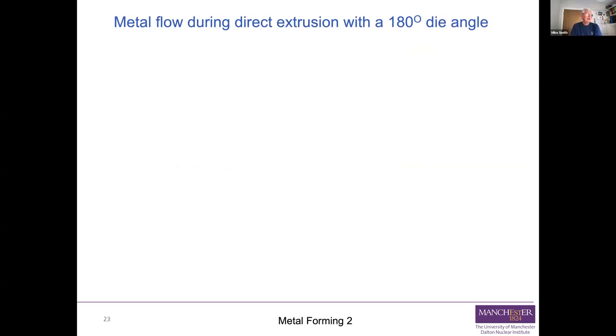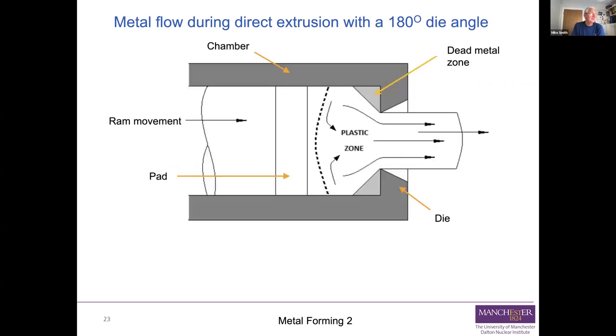So how does metal flow? Well, let's do a direct extrusion with a simple 180 degree die angle. The first thing you see is that you've got a dead metal zone in the corner, which I mentioned earlier. That's where stuff gets trapped, because metal prefers to flow smoothly out through the die.